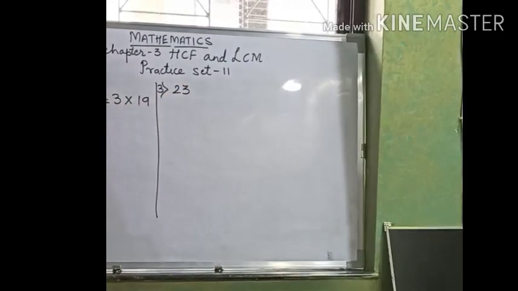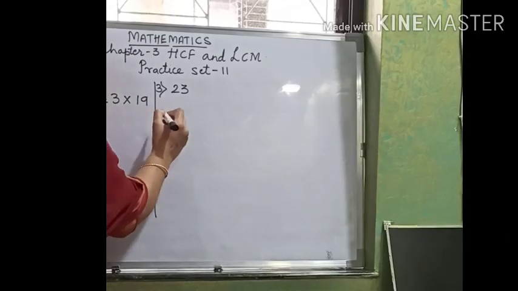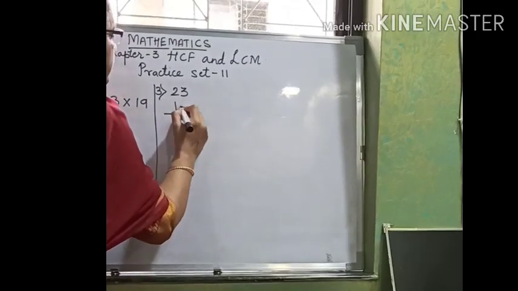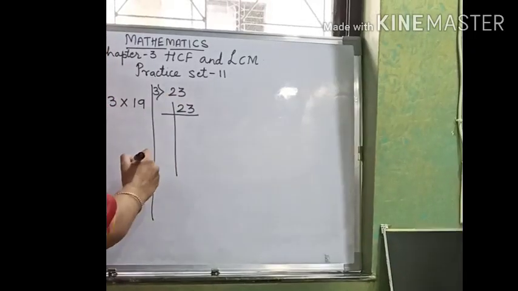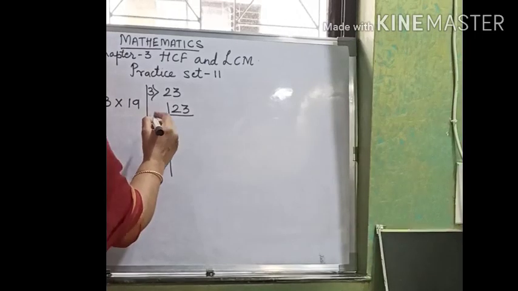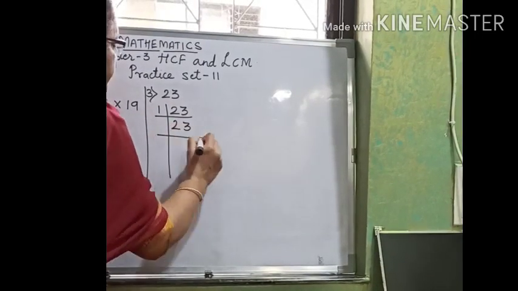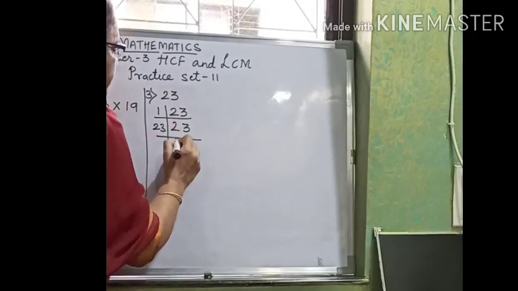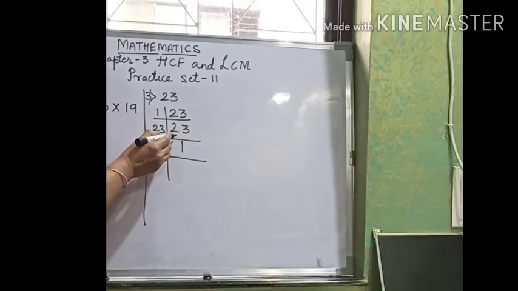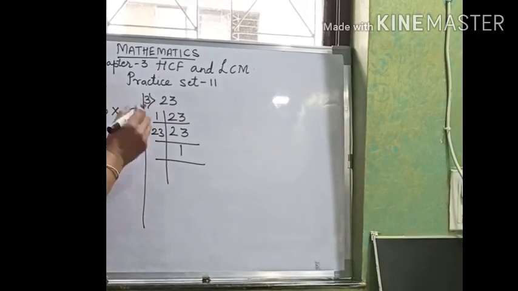23. You already know 23 is a prime number. It is not divisible by any number. So it comes in the table of 1 itself. 1 multiplied by 23. 23 ones are 23. 23 is not divisible. Therefore, 1 multiplied by 23 is the product form of 23.